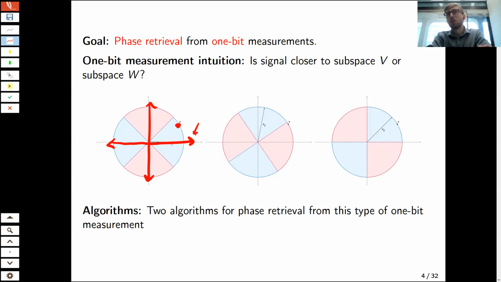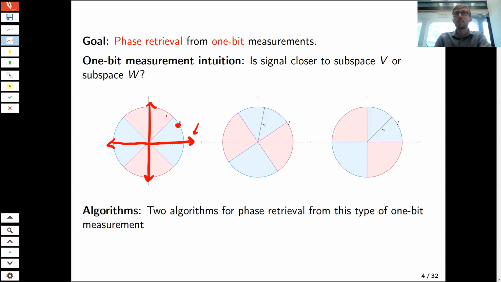So this is the blue cone, and all those vectors in the blue cone are closer to this subspace than to its orthogonal complement. So I get one bit of information: yes, it's closest to this one. That on its own is not enough to recover X. If I only knew that, all I would know is it's something in this blue cone.